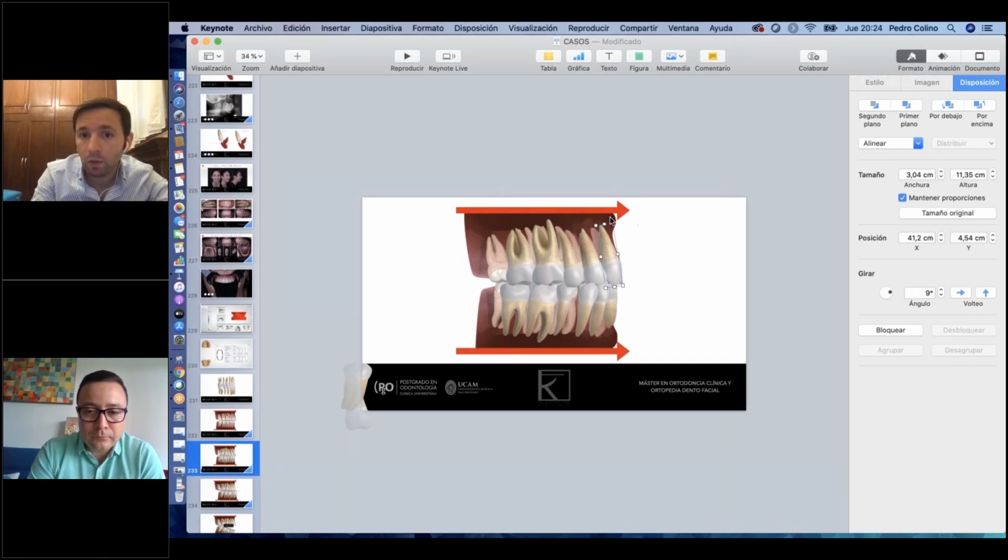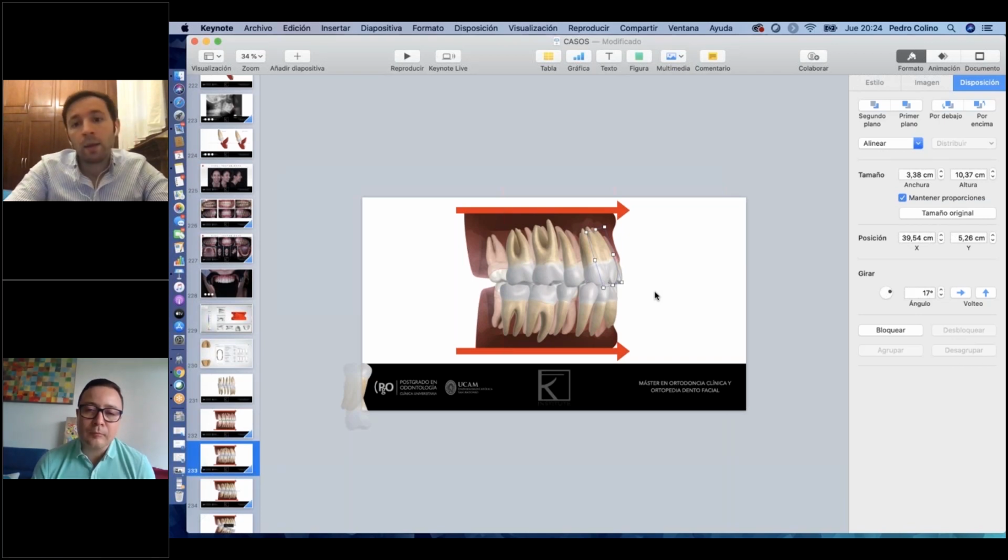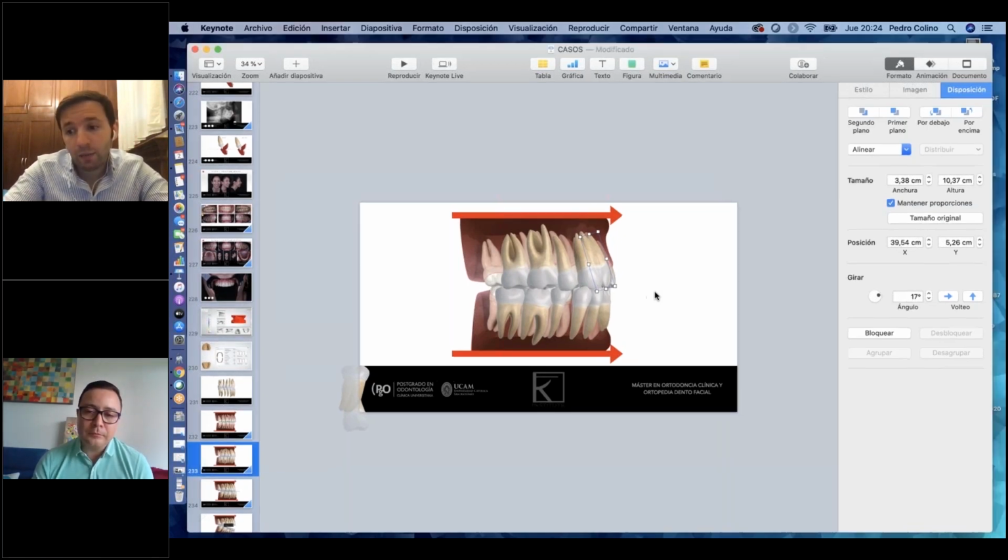It's easy. With the elastics, you can send everything back. Okay, this is what I decide when I don't want to lose volume here.